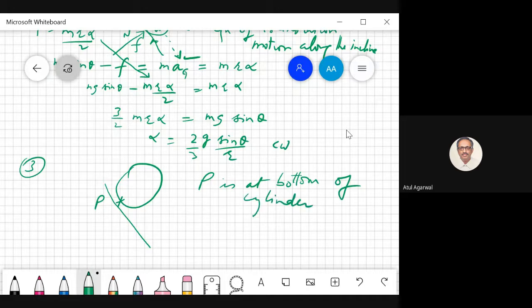Now this P is having an acceleration. What is the acceleration of point P? No, it is not 0. You see, this is a cylinder and it is a rotating cylinder. If you take this left, suppose you assume this is at point G. So what is the acceleration of point P? Acceleration of G plus acceleration of P with respect to G.